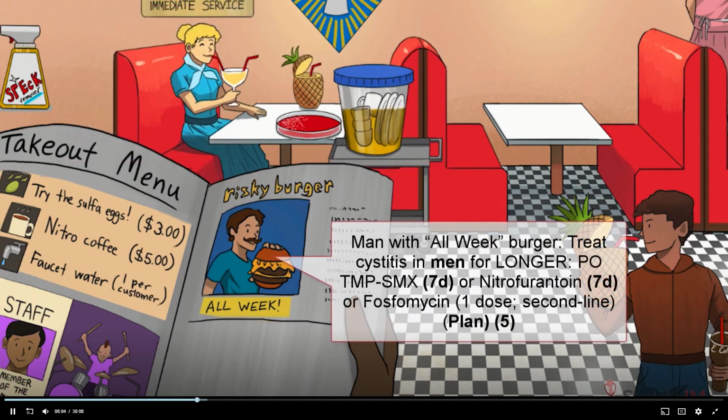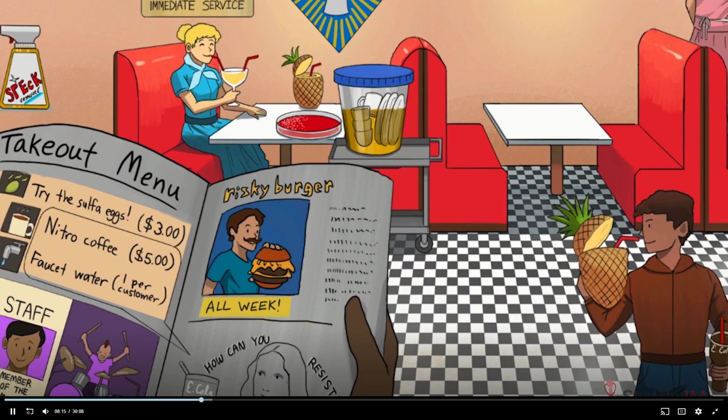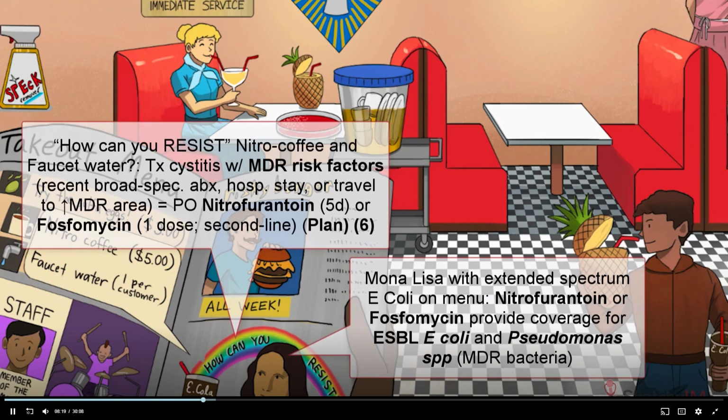For male patients with simple cystitis, it is also reasonable to treat for 7 days. Men and their long urethras. Typical. What about in patients who have risk factors for infection by multi-drug resistant microbes?